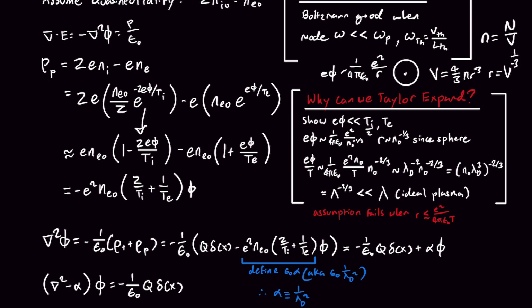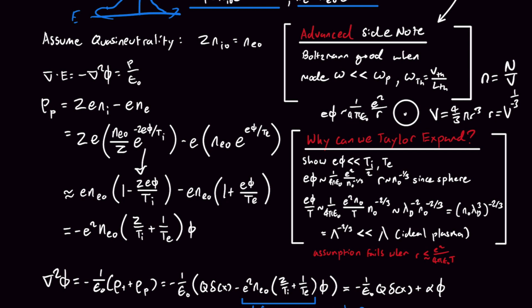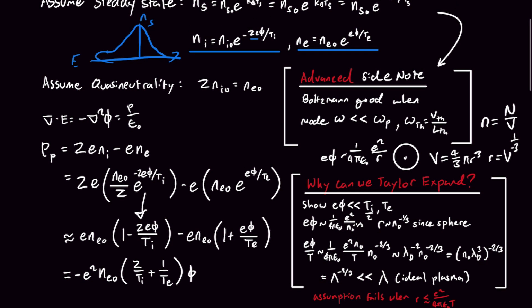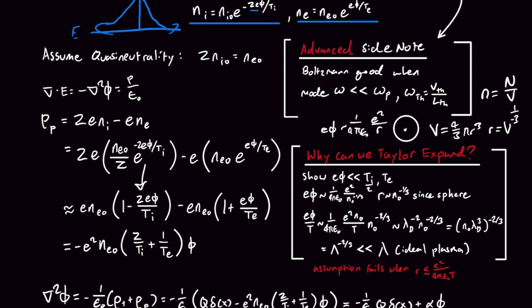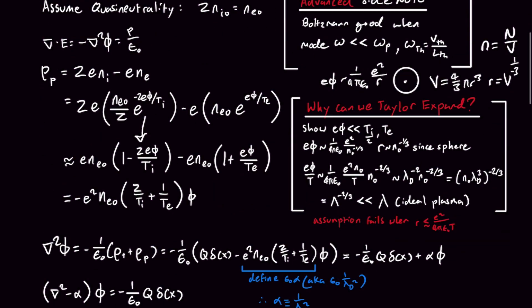So the first side note that we want to see is that the Boltzmann is good when the frequency is lower than the plasma frequency. So it's also going to be lower than the thermal frequency, which is basically thermal velocity in a given length. So that's one of the assumptions that we can make to say that this is in a steady state and we can apply the Boltzmann to it. You can derive this by yourself. This should be pretty straightforward, or it could just be an assumed state.